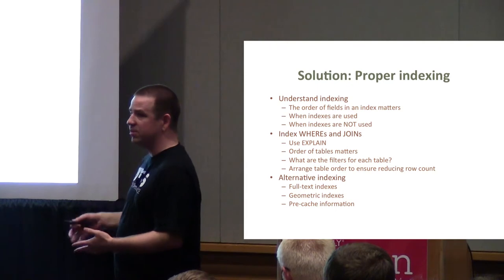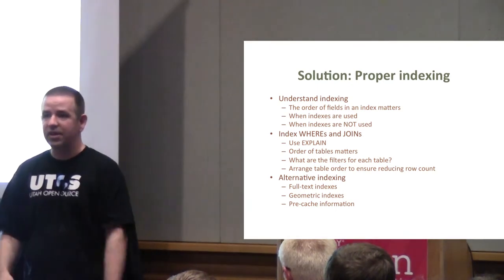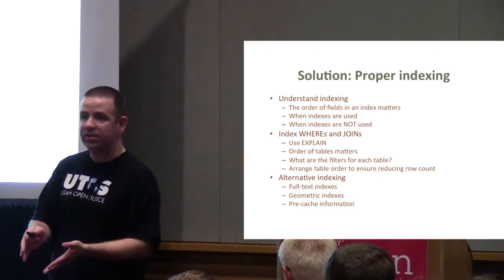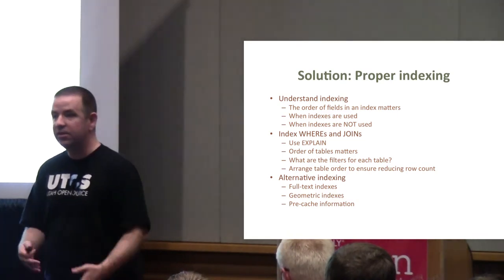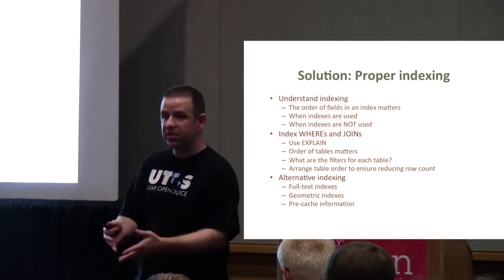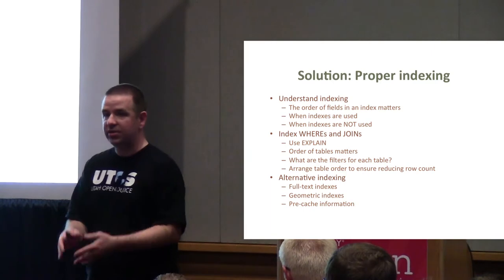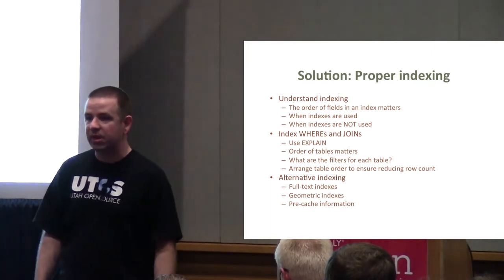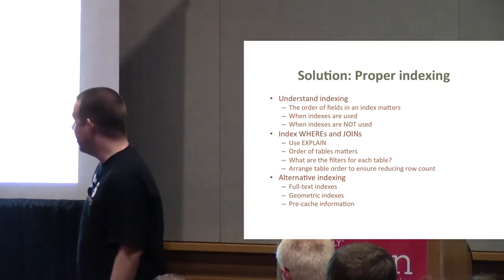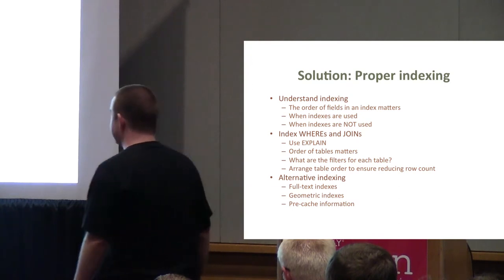So what are the filters? That's what's narrowing it down. Are there filters you can add that will give your database some hints and help it bring that down as quickly as possible? And like I said, arranging the table order.